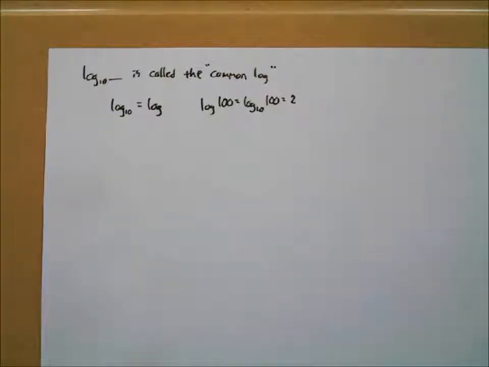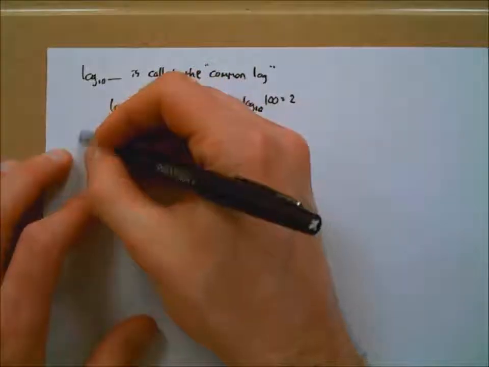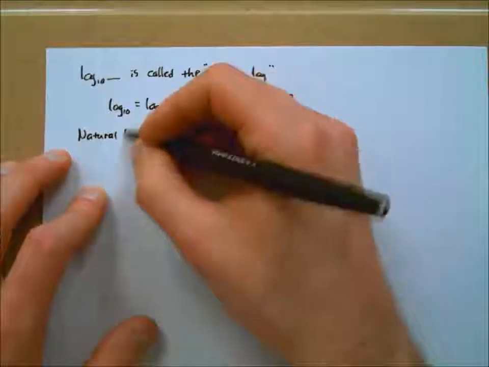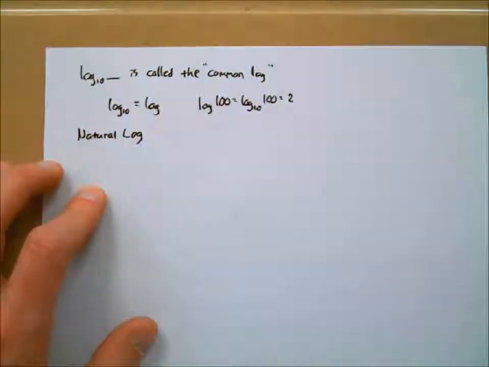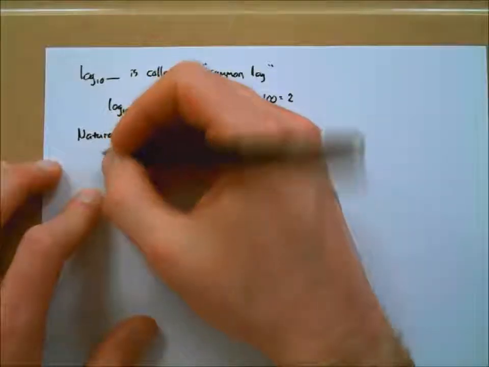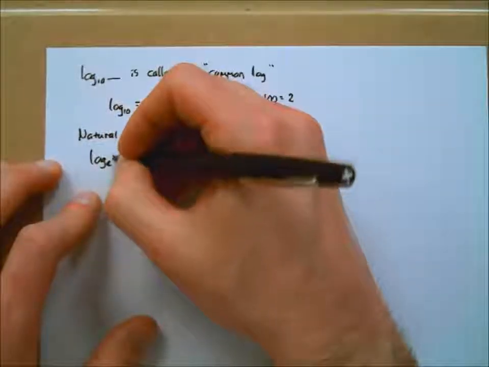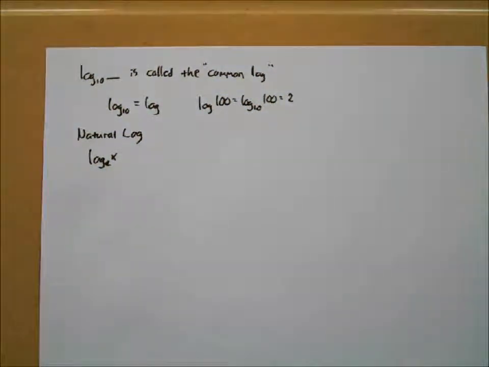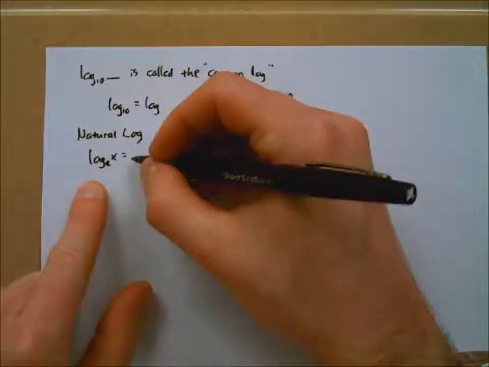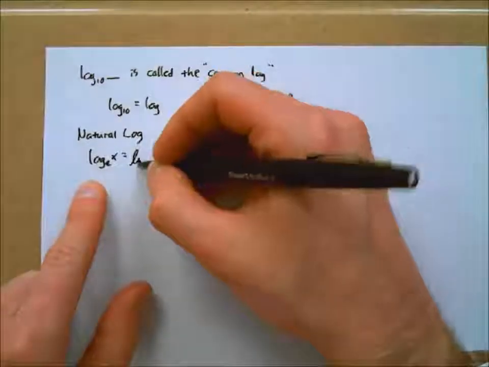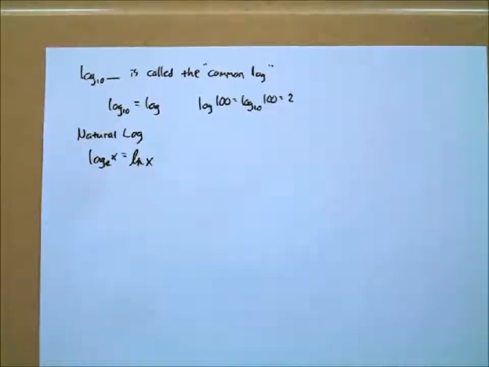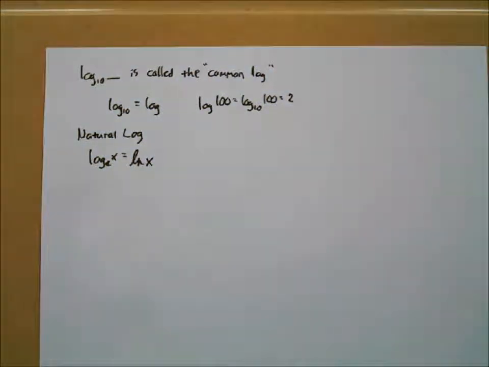We have another log that shows up on our calculators, and that is the natural log. It is represented with log base e, the number e, which we'll talk about more later, not right now. On your calculators, it's represented as ln, capital L, capital N, but normally it's written with a cursive L and N. From the French, logarithme naturel.